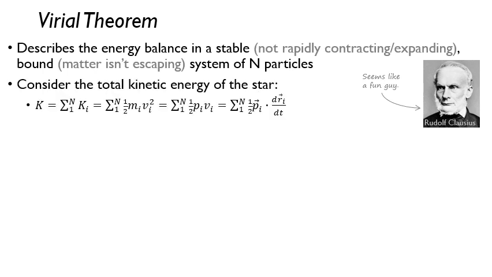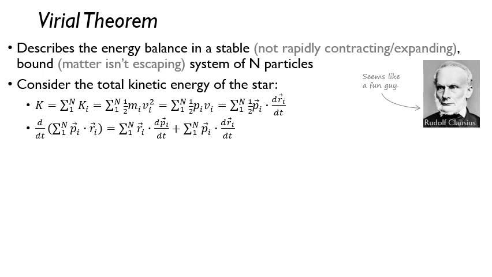So what we do is let's consider the total kinetic energy of our star. We're just going to sum the kinetic energy of individual particles. Let's just use the non-relativistic form. You can do this for relativistic as well. So kinetic energy of an individual particle is going to be 1/2 mv squared. We can turn this into momentum times the velocity, right? Because mv is momentum. So mv squared becomes momentum times velocity. And the velocity is nothing other than the change in position with respect to time.